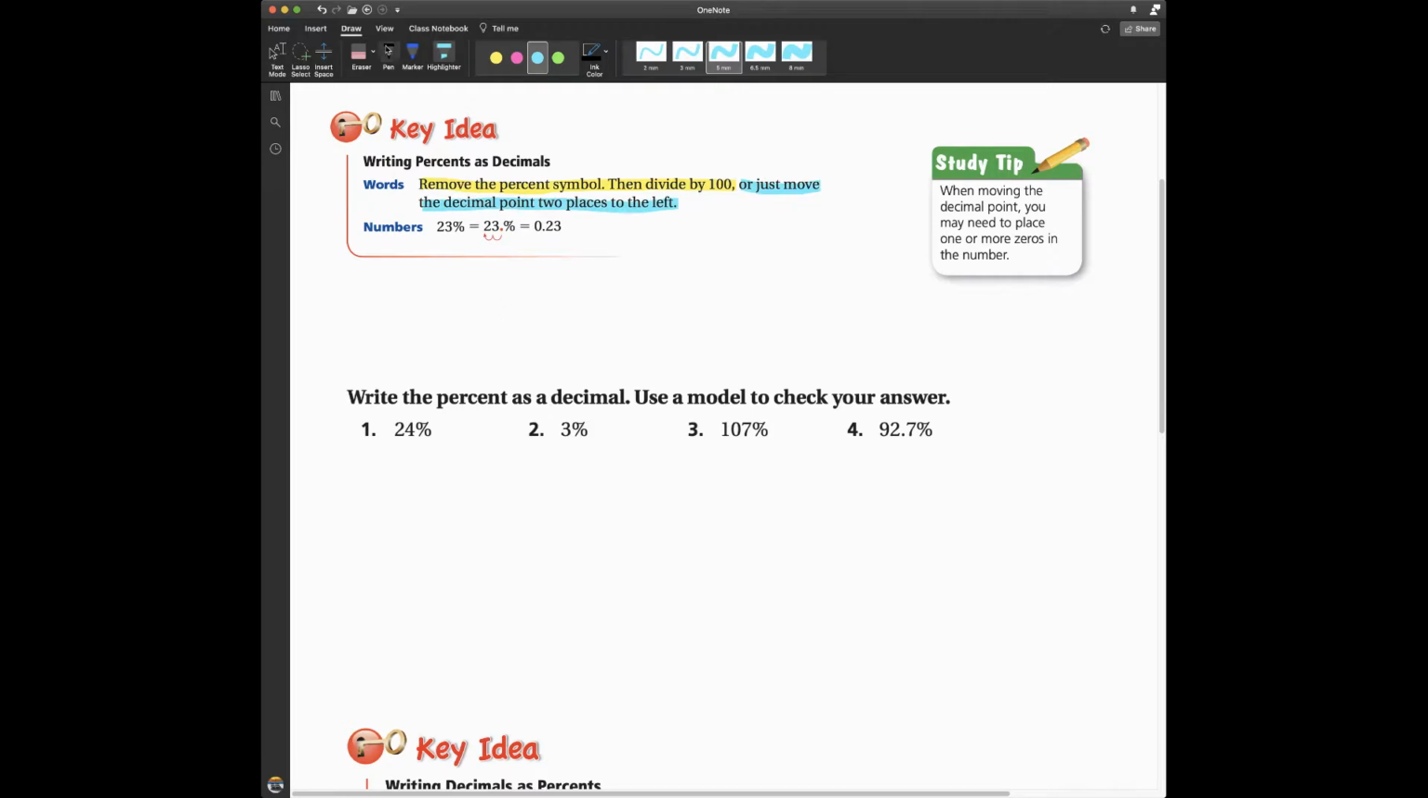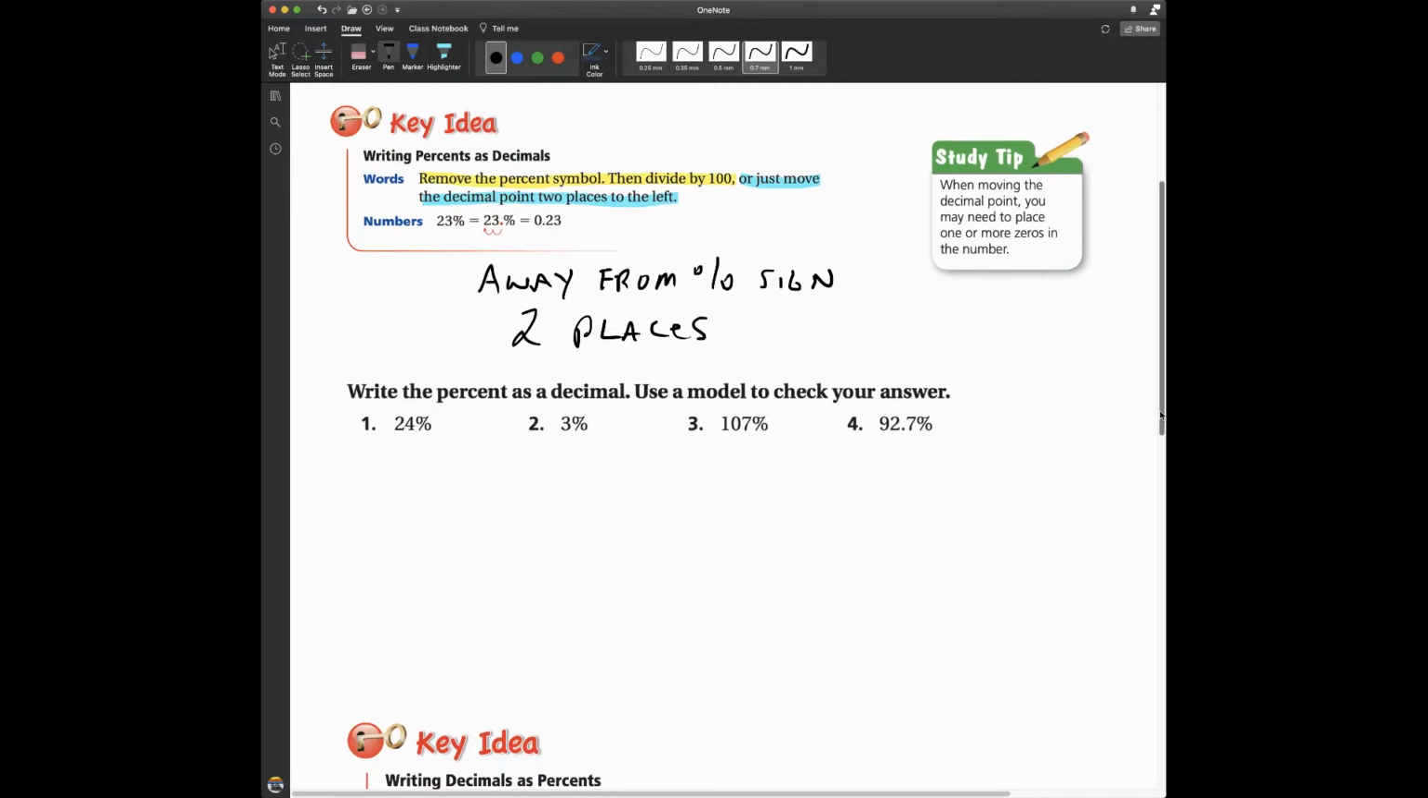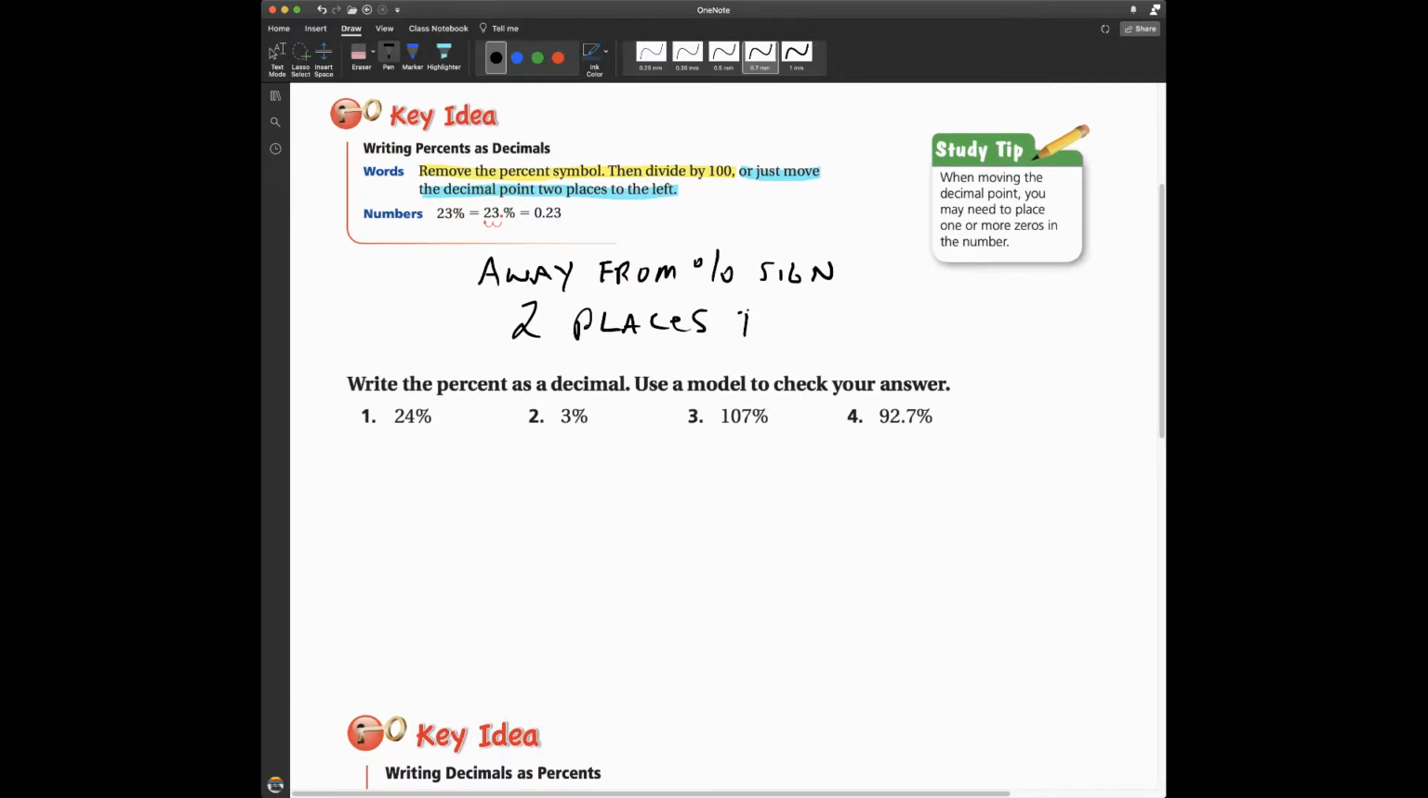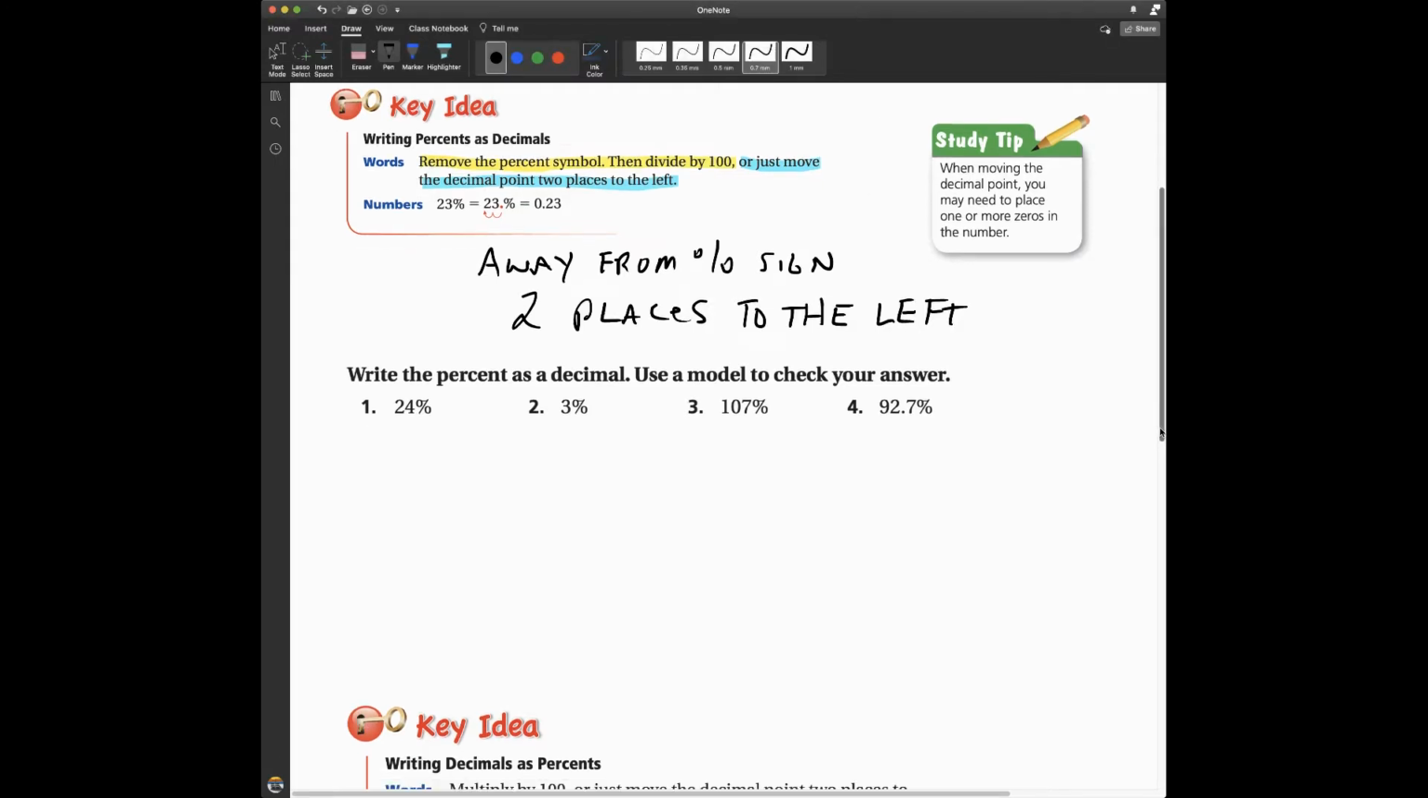Another way of thinking about it is move away from the percent sign 2 places. So you're going to move away from the percent sign 2 places, and 2 places to the left. Let's see how this works in action. Here are some examples.